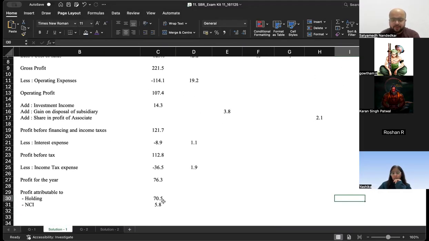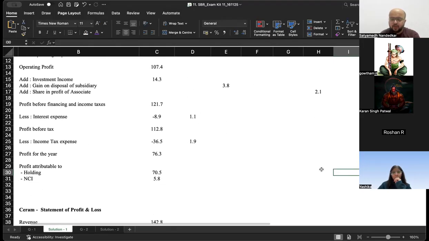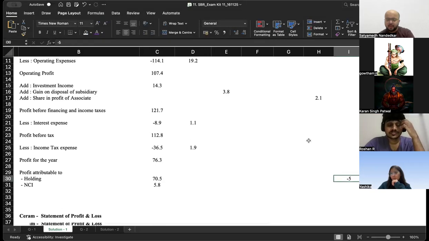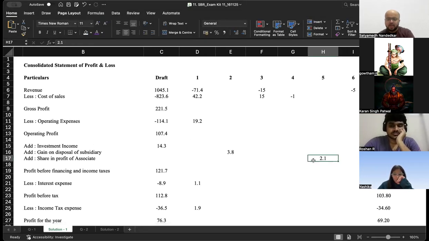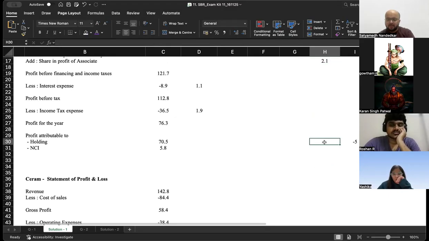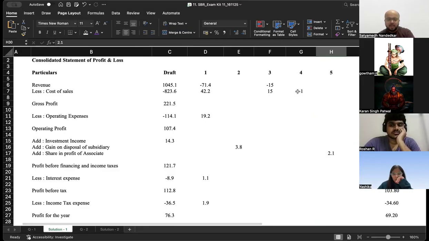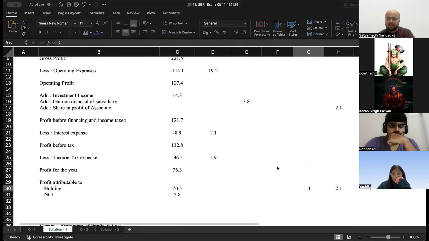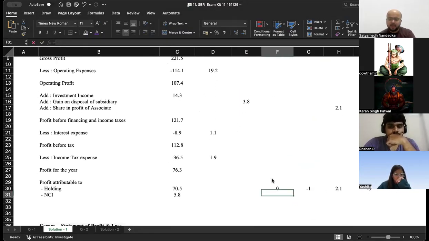For example, ये जो adjustment 6 है that only relates to holding company. So NCI has got no share in it. So this is adjusted here. Then this one, share in profit of associate, that also relates to holding company. ये adjustment है unrealized profit. This is holding sold to subsidiary. So this should only be adjusted in the profit attributable to holding company. Right? Look at this. इसका net effect 0 है. So nothing to be done here.